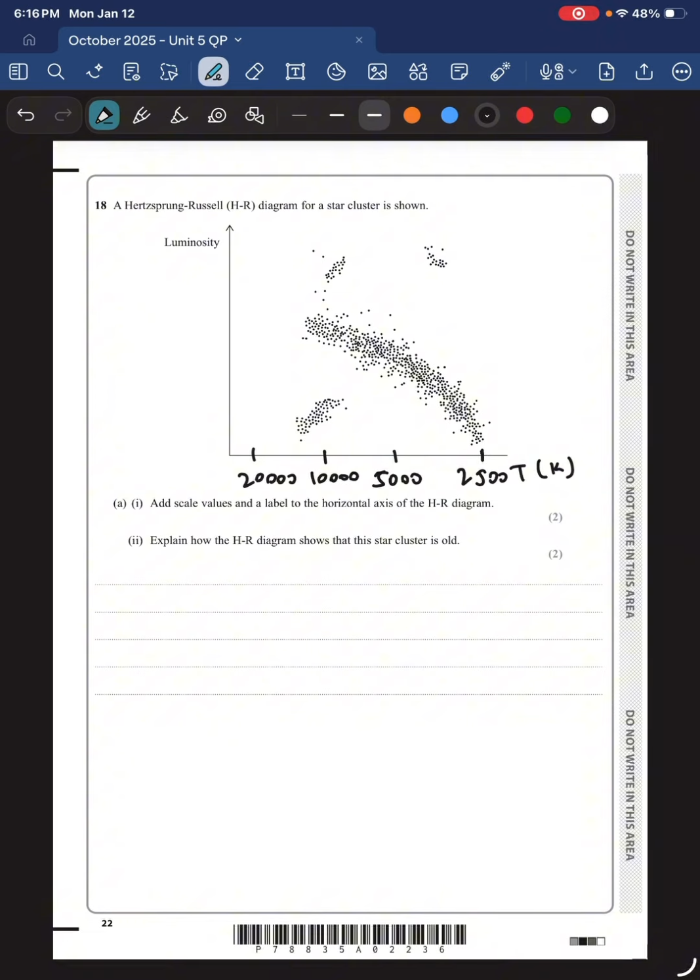I don't think they need precise values, but for the luminosity, they usually list the luminosity of the sun somewhere in the middle, and then 10 times the luminosity of the sun. So this is a logarithmic scale. And then 100 times the luminosity of the sun, and below that you have 0.1 the luminosity of the sun, and maybe 0.01 the luminosity of the sun. I hope this makes sense.